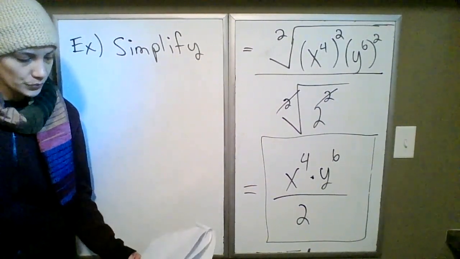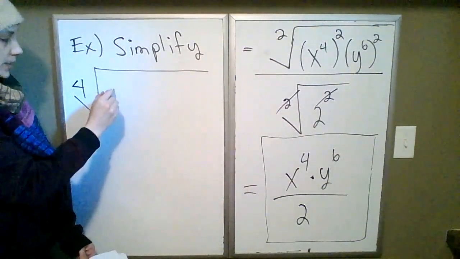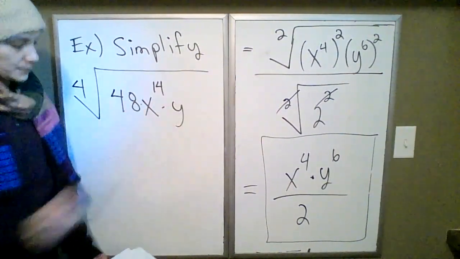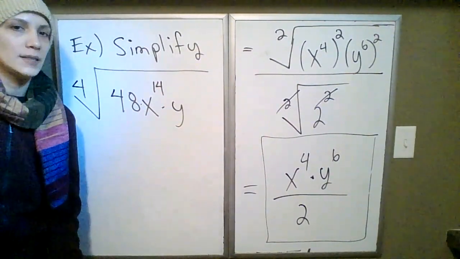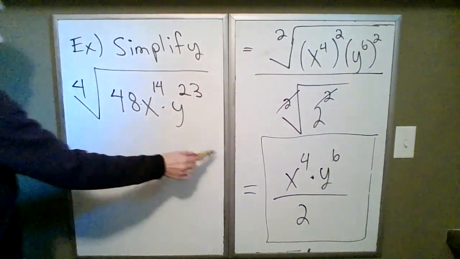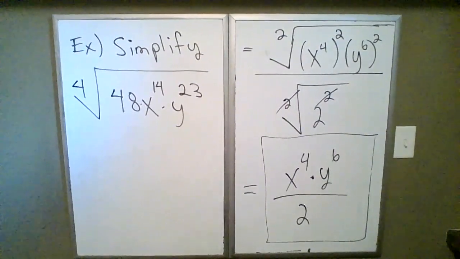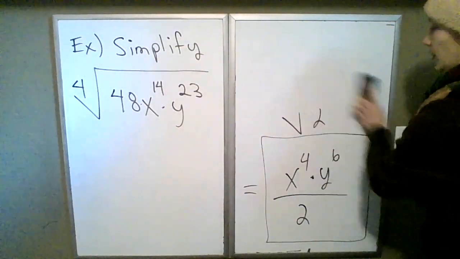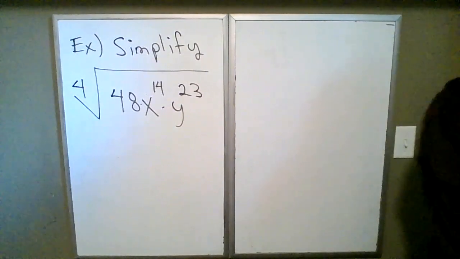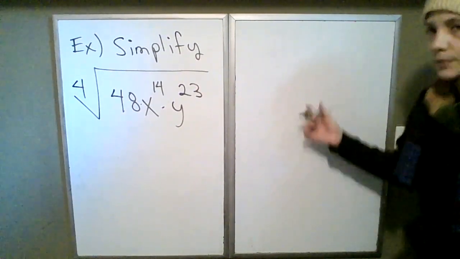This one is the 4th root of 48, x to the 14th, and then multiplied by y to the 23rd. Okay, let's do the script.